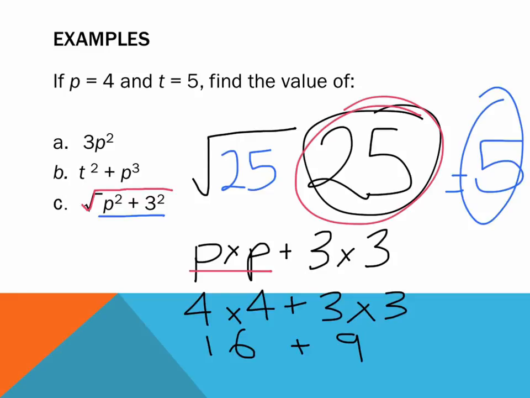I know you've learned a lot today, guys, but that's it. That's substitution.